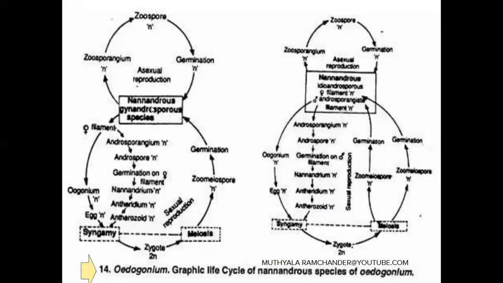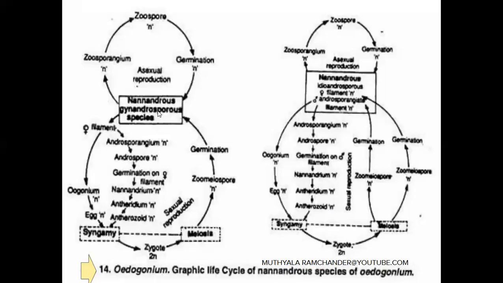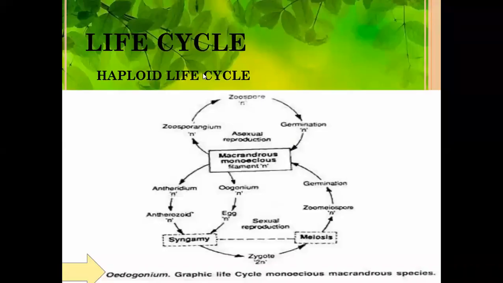These are the types of reproduction and life cycles. In macroandrous, gynandrous and idiandrous, haploid life cycles are present. Haploid means we can observe the total life cycle except the zygote. Only the zygote is in diploid condition. All remaining phases and stages are in haploid condition. So this type of life cycle is called a haploid life cycle.